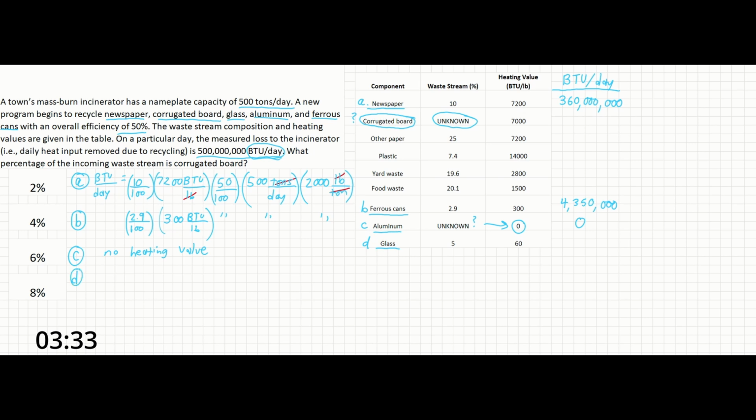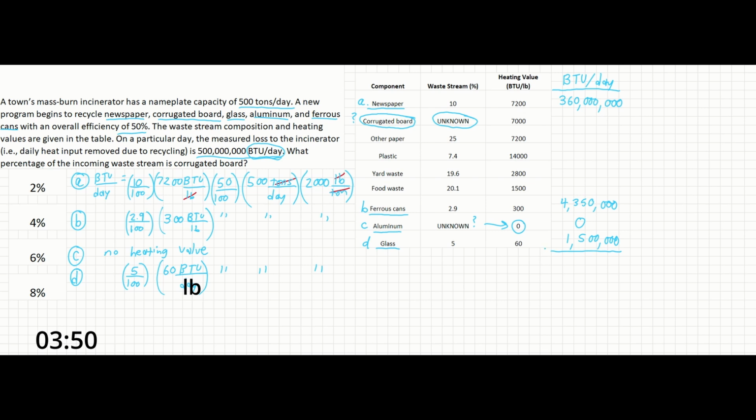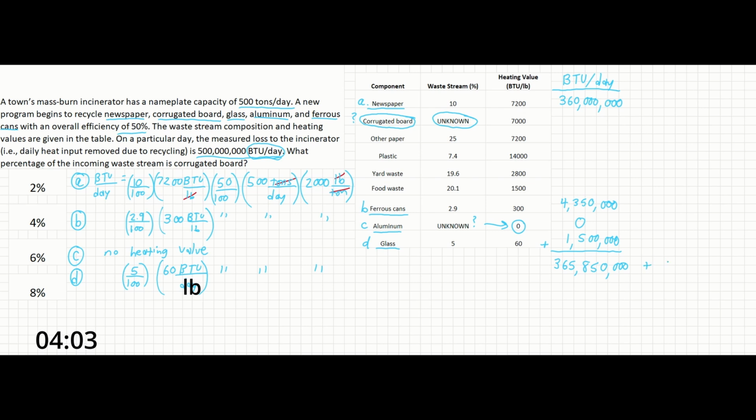And for glass, we have 5% of the waste stream times 60 BTU per pound times all of the other values referenced above, and this will get us to 1.5 million BTU per day. Summing these up, we can see that all line items recycled minus corrugated board comes to 365,850,000 BTU per day.